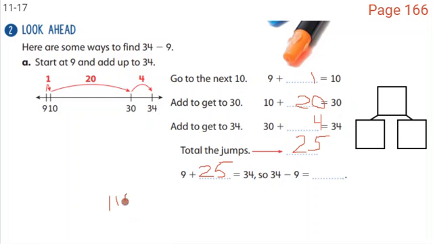Now, let's see here. 1, 2, 3, 4, 5, 6, 7, 8, 9. Let's check it out. So I have 20. Let's start with 25, the larger number, 25, 26, 27, 28, 29, 30, 31, 32, 33, 34. See how we verified? So therefore, 34 minus 9 is equal to 25.